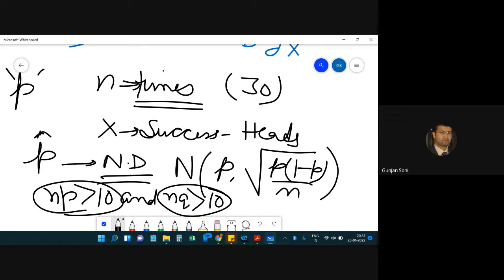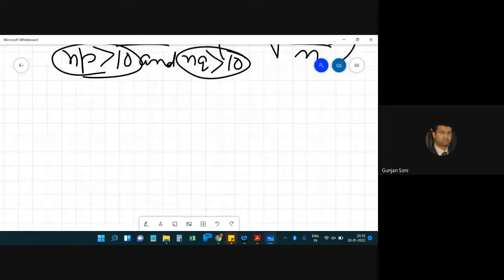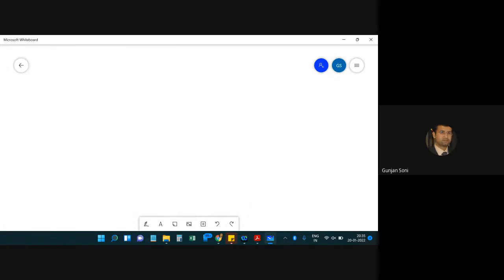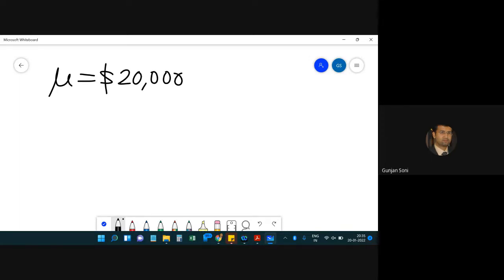So let's say we do a problem. The probability distribution of 6-month income of account executives has a mean of $20,000 and a standard deviation of $5,000. A single executive's income is 20,000.